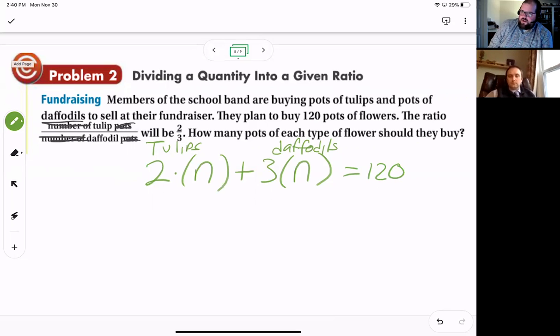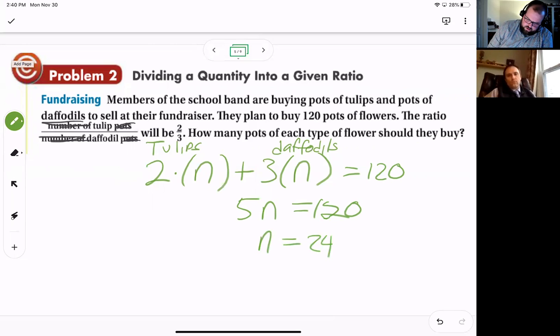This looks like an algebra problem now. It does. And I know 2 plus 3 is 5. So we've got 5n is equal to 120, which means that n would be 24. Okay, but that's not what I need. That's just a scale factor.